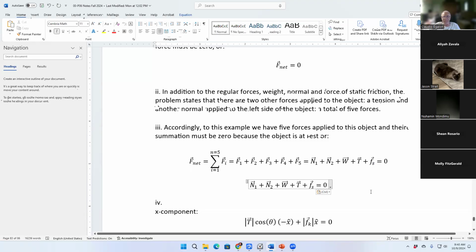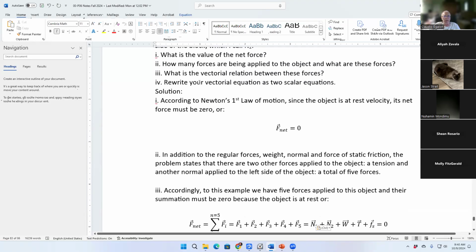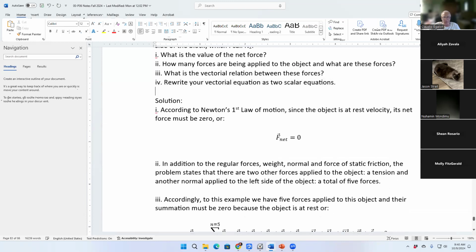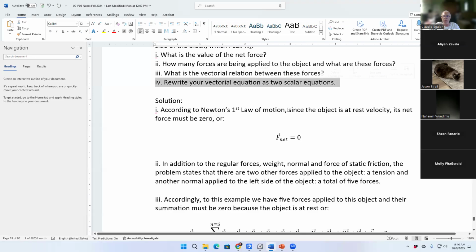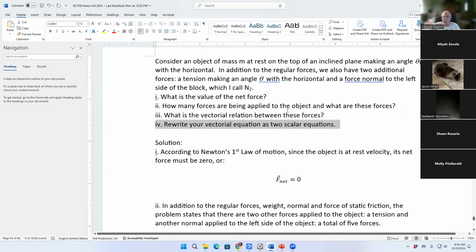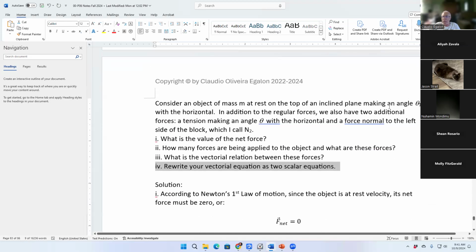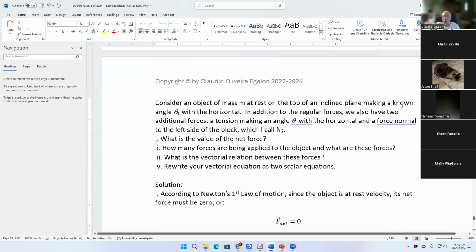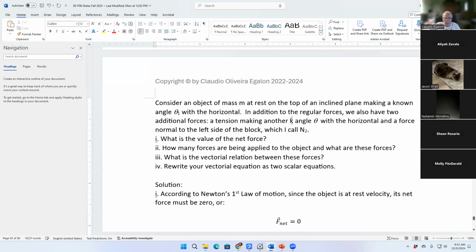Now we have to go to the most challenging part of the example, which is to write your vectorial equation as a scalar equation. I have to state that we know angle theta 1 and another angle theta.